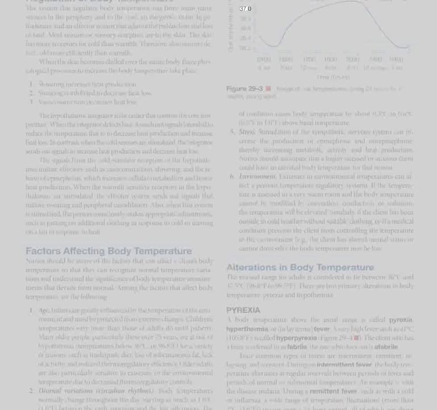Figure 29-3. Range of oral temperatures during 24 hours for a healthy young adult. Oral temperature in degrees C, from 36.2 to 37.2, plotted against time in hours from 4 AM to 4 AM, showing awake and asleep periods.